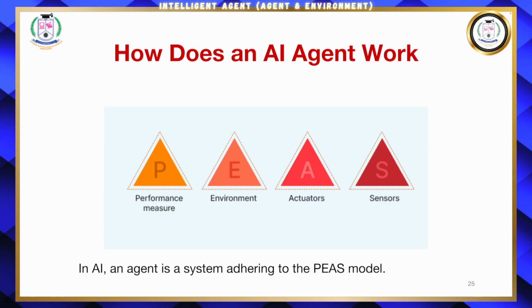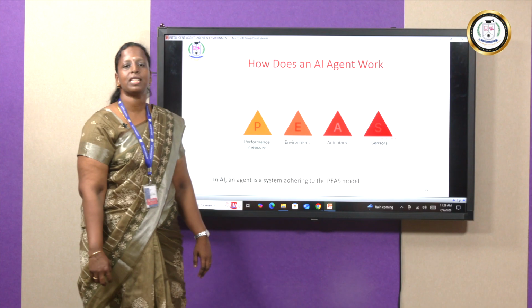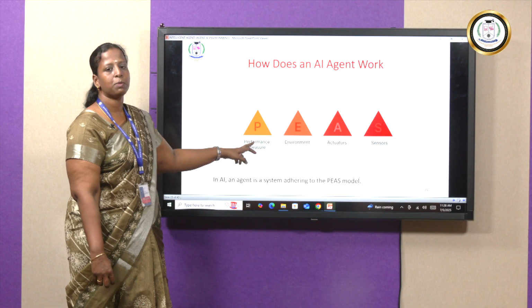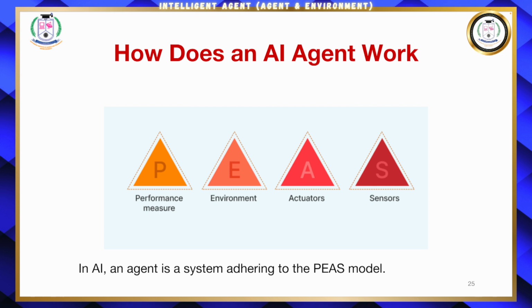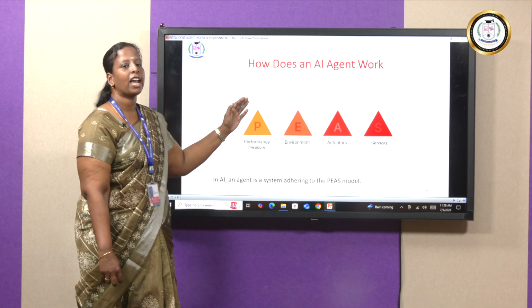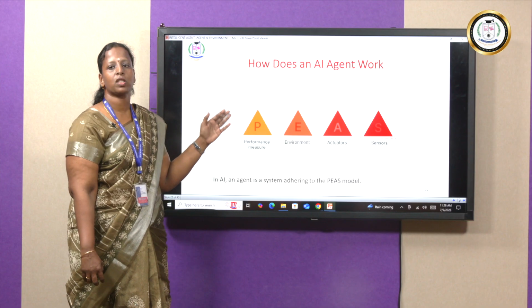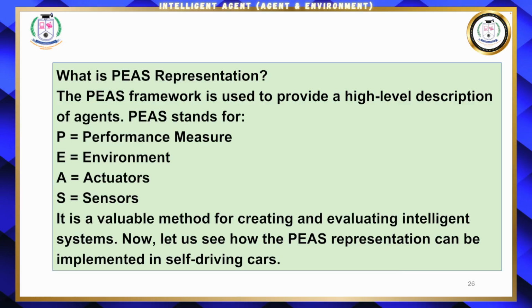So this is the way by which an AI agent works. An AI agent works on the basis of PEAS model. So usually we will say that P stands for performance measure, E stands for environment, A stands for actuators, and S stands for sensors. These are the representations where an AI agent works. So that representation is called PEAS representation.